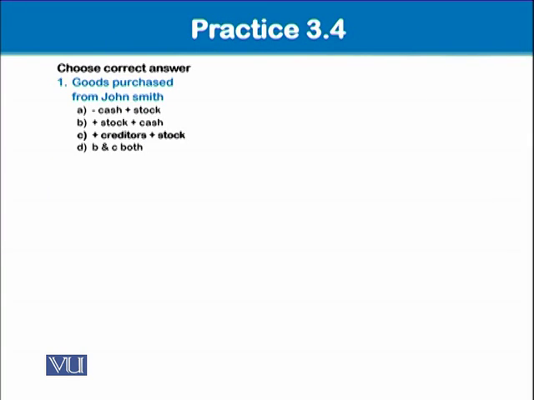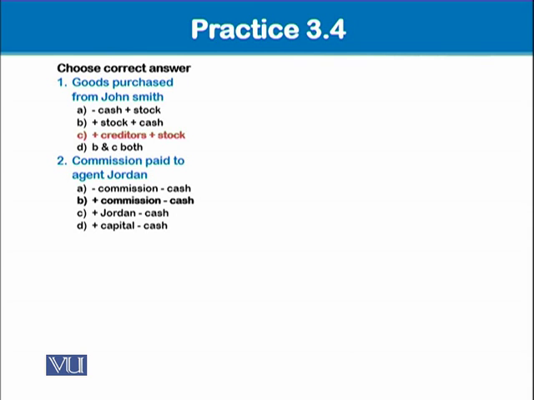Let's do one more practice, which is very simple, that we have to choose correct answer from these options given under each transaction. So goods purchased from John Smith, it's a credit transaction and increasing our creditors and stock. Then commission paid to agent Jordan, it is a cash transaction. We are making payment in cash for commission. Cash is decreasing and commission as an expense is increasing.